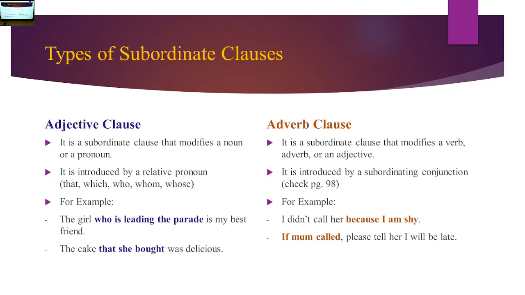So for example, when you say, I didn't call her because I am shy. Look here, "because I am shy": you can't use it alone as a sentence, so it's a subordinate clause. So, is it an adjective or adverb clause? Let's see. It is introduced by a subordinating conjunction, because, and it answers the question why. So here, it's an adverb clause.